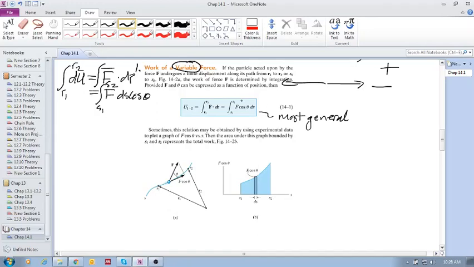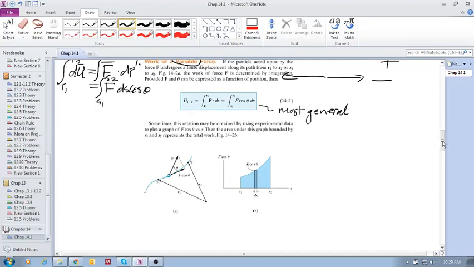And in this case, F needs to be a function of s, and theta needs to be a function of s. So if both F and theta are changing, right, as this particle is moving from S1 to S2, if both the magnitude of the force and the direction of the force is changing, or rather the angle between these two vectors is changing, then we need to keep it inside the integral because it's the work of a variable force. Okay, now we're going to get more specific.